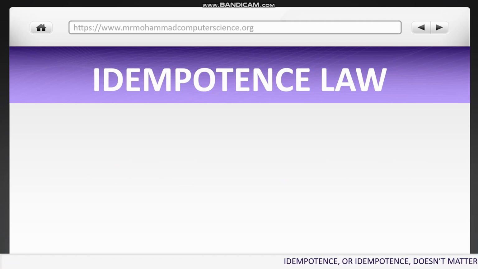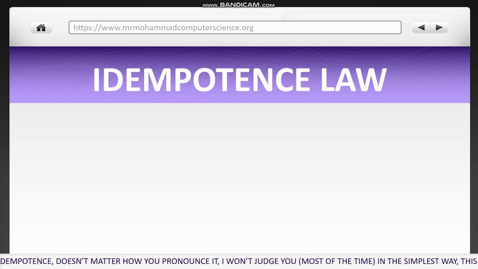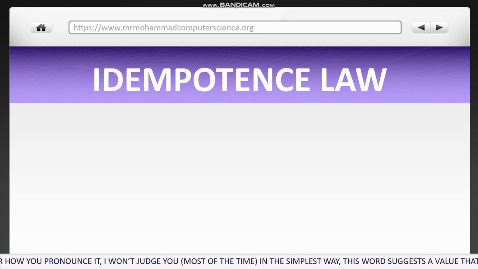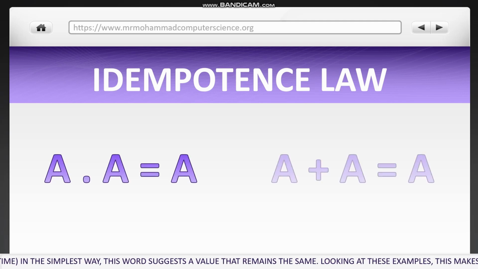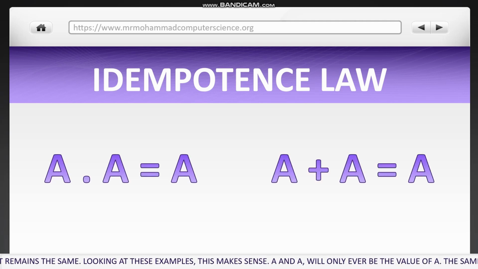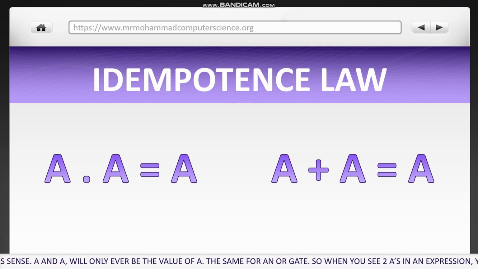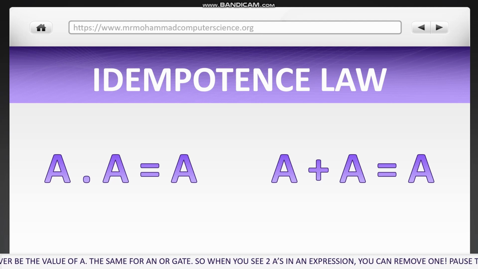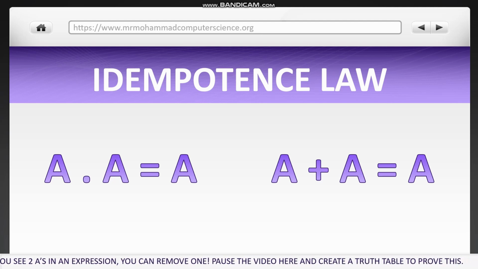Idempotence, or idempotence, doesn't matter how you choose to pronounce it. I won't judge you most of the time. In the simplest way, this word suggests a value that remains the same. Looking at these 2 examples, this makes sense. A and A will only ever be the value of A. The same for an OR gate. So when you see 2 A's in an expression, you can remove one. Pause the video here and create a truth table to prove this.